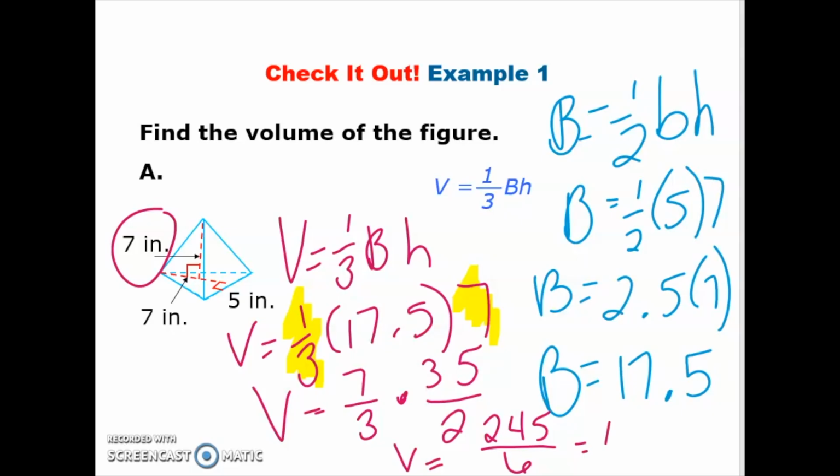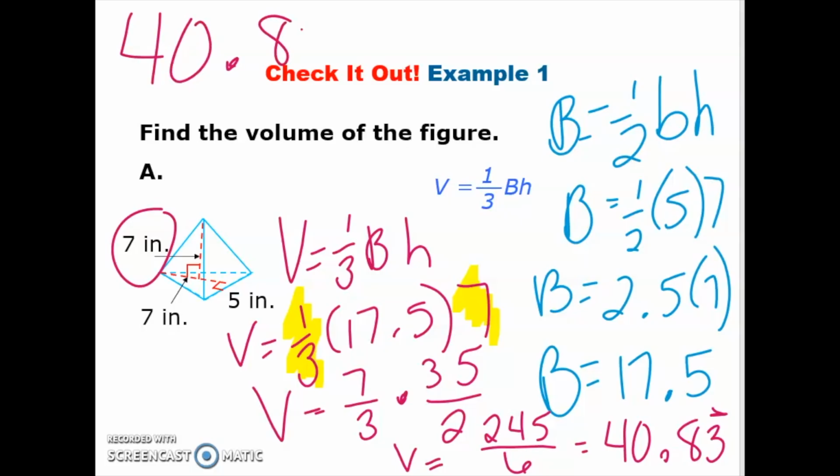So I end up with 40.83 repeated. And just the 3 is being repeated. So I do want to make sure that my line is visible, that it's only over the 3, not over the 8. And again, I should add my units. I'm running out of space down there. So 40.83, and we are in cubic inches.